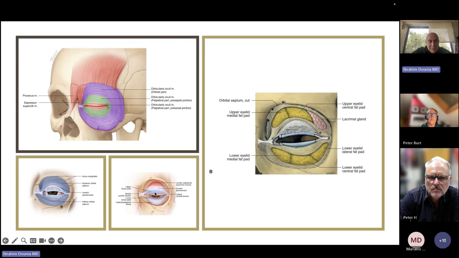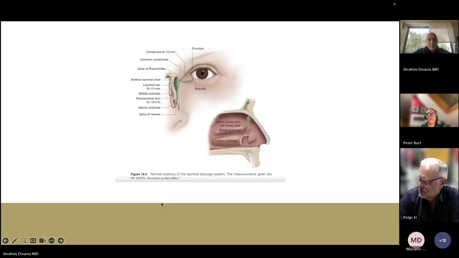Going inside more, this is the levator muscle that elevates the eyelid, and this is the inferior muscle that will depress the eyelid.